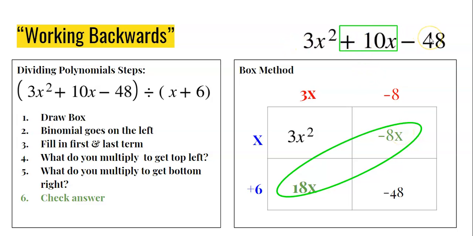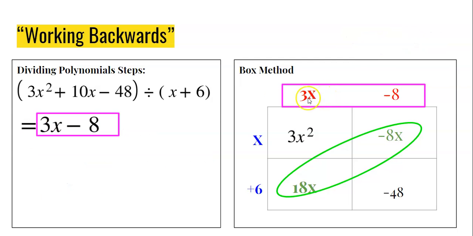So if we check this, notice we end up with the same thing that we started with, the 3x squared plus 10x minus 48. So we checked our answer, so we know we're correct because we get the exact same end result. So we know our missing binomial, or we know our end result divided by x plus 6 gives us the binomial 3x minus 8. So this would be the answer you box.